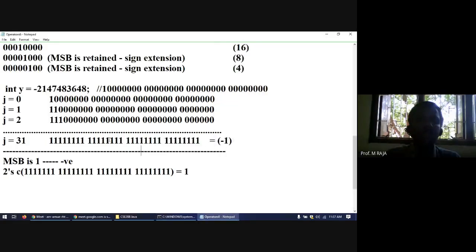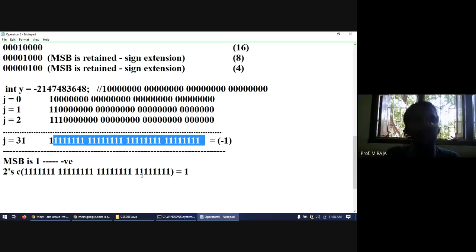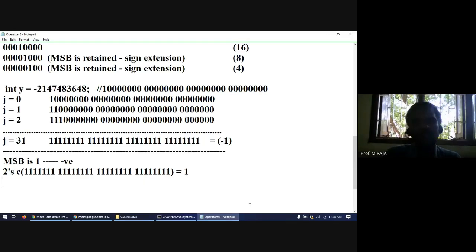Hereafter, if you perform the right shift any number of times, J equal to 32, 33, 34, 35, etc., what happens? You will get the same value. All bits are ones. That is the indication of minus 1. You try to check some additional exercises like this.